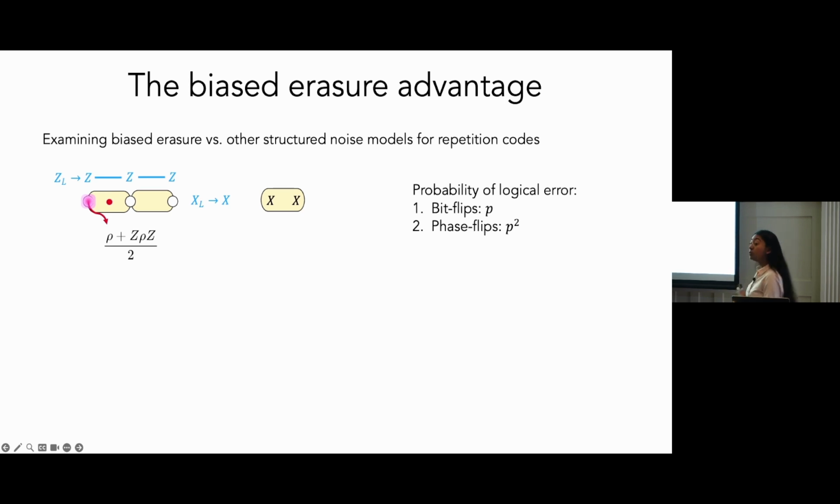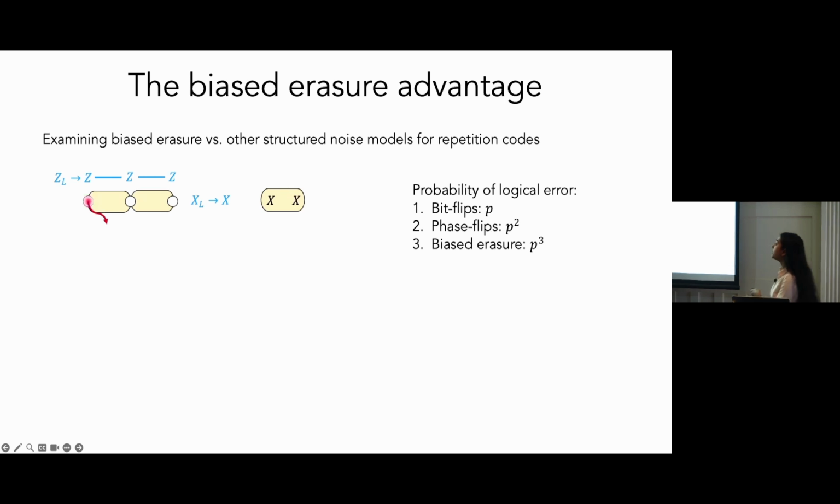And so in order to lose your logical information in this particular case, you actually need all 3 qubits to experience errors and suffer biased erasures in order to lose the logical information. So that's the performance of biased erasure errors.